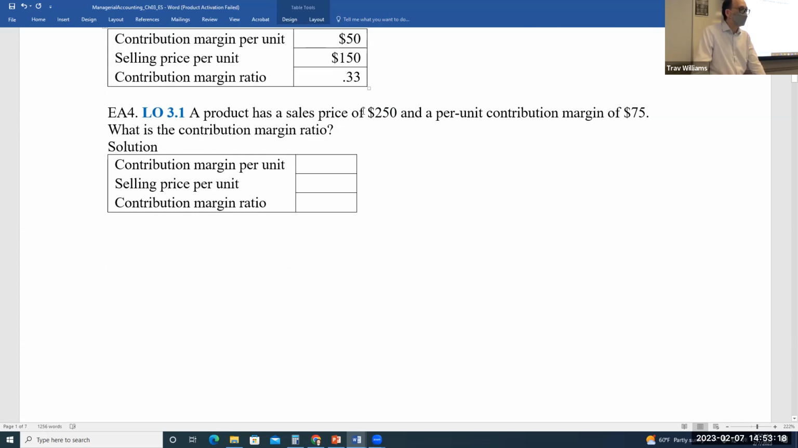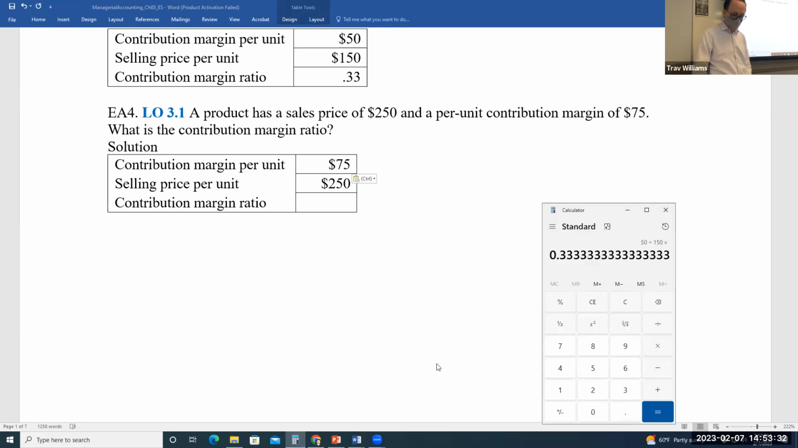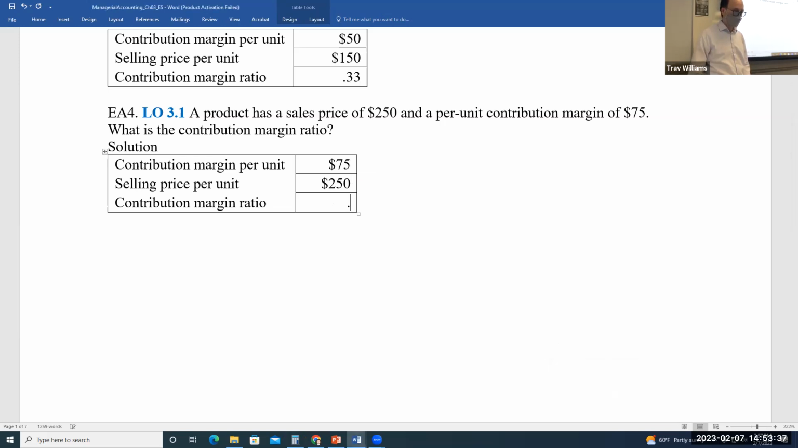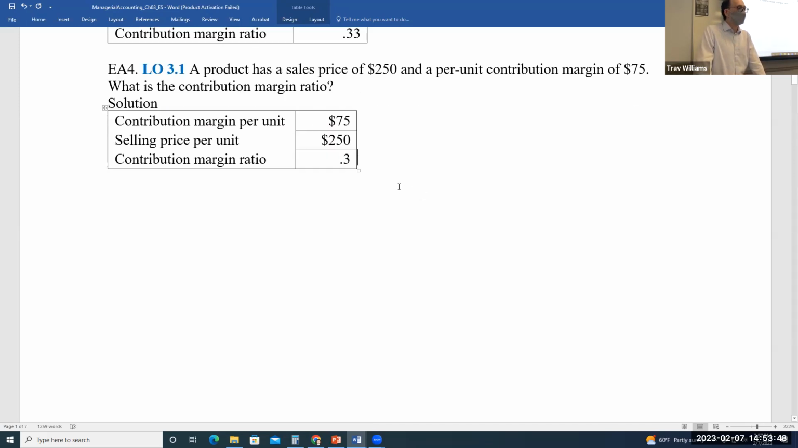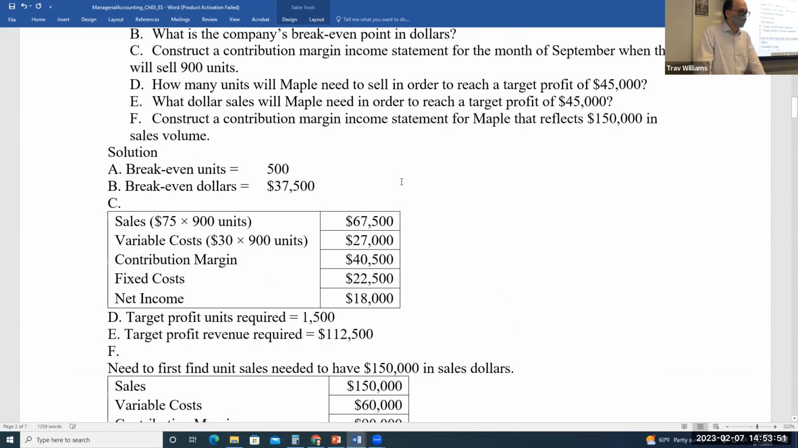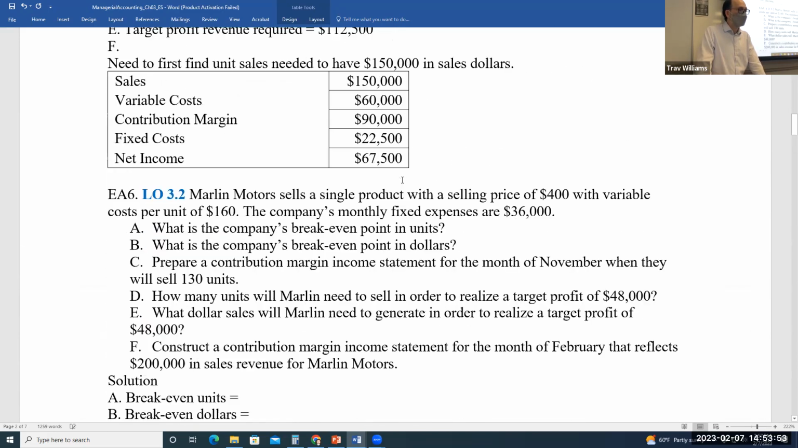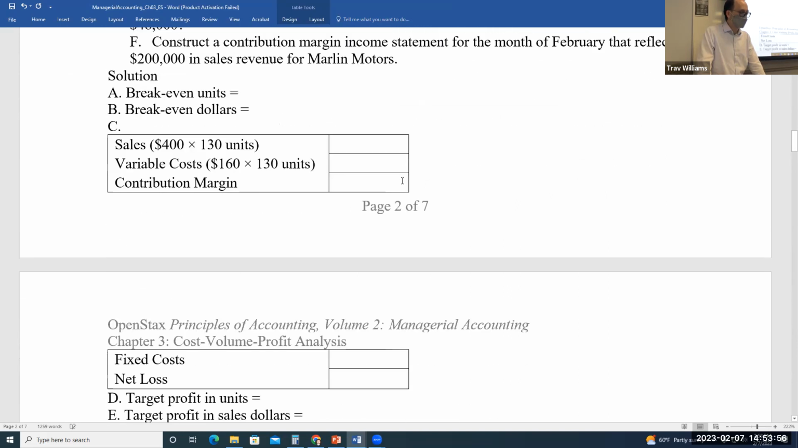This product has a sales price of $250. It has a contribution margin per unit of 75. So what is our contribution margin ratio here? 0.3. Okay. So you could put 0.30 or 0.3 either way. Same difference. Any questions? Okay, we've already done number 5, right? So we can pass that and go on to number 6.